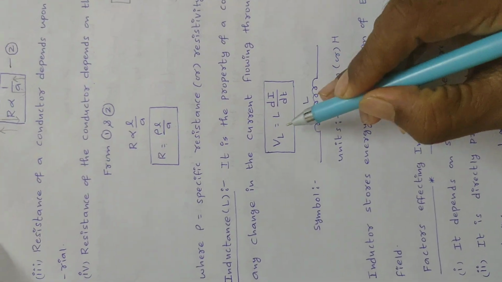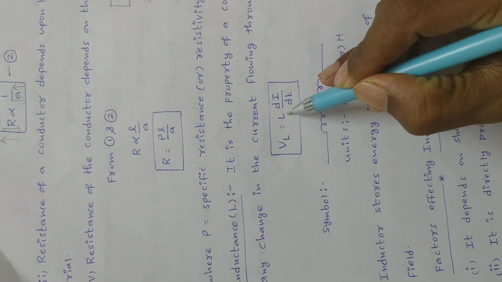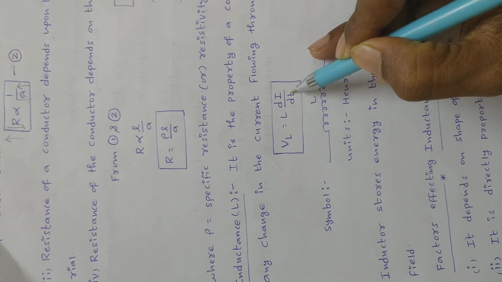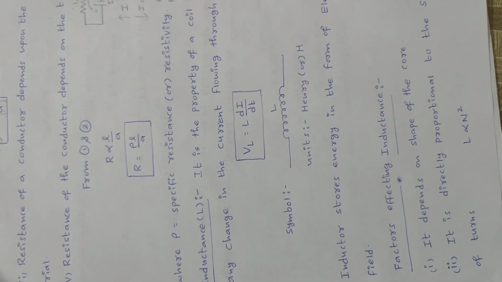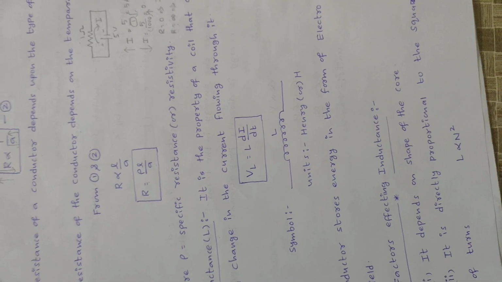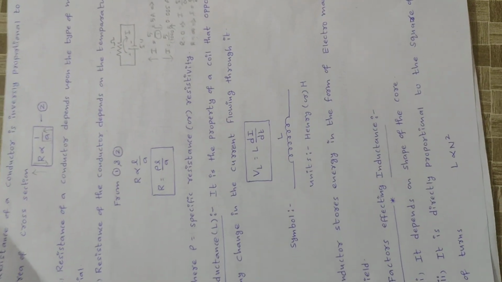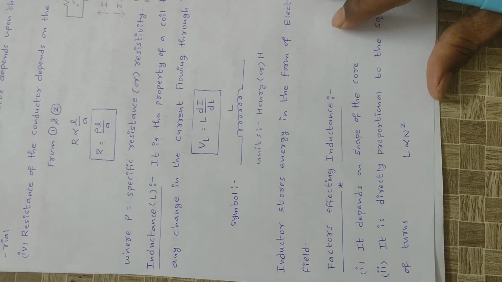The voltage across the inductor is given by V_L equals L into di by dt. Next, the inductor is an energy storage element. It stores energy in the form of an electromagnetic field. Now we will discuss the factors affecting inductance.